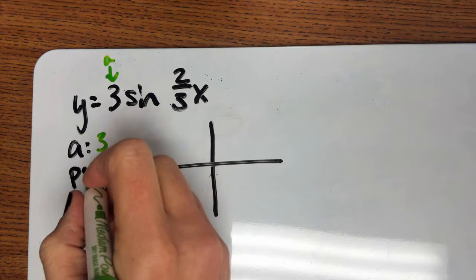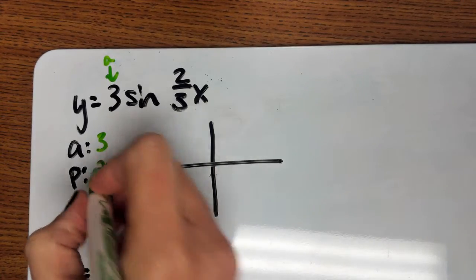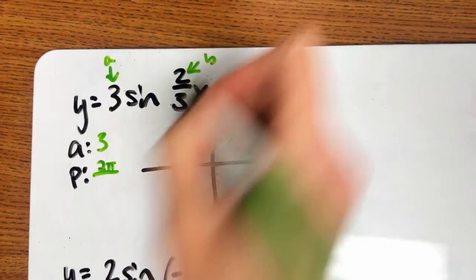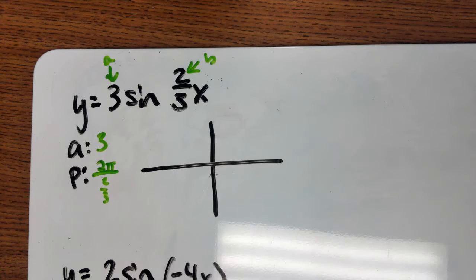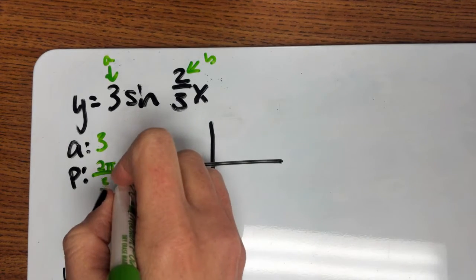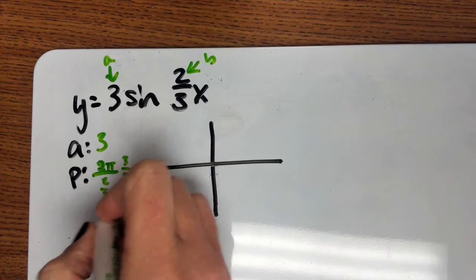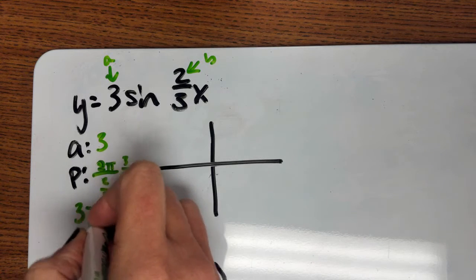Then my period, we always take 2 pi, and we divide it by whatever my b value is. So we're going to divide it by 2/3. When you multiply by the reciprocal, so we're going to multiply by 3/2, the 2's will cancel. Your final period is just 3 pi.